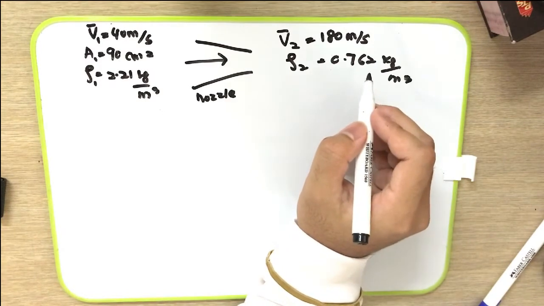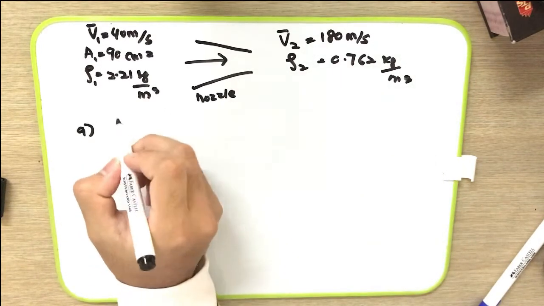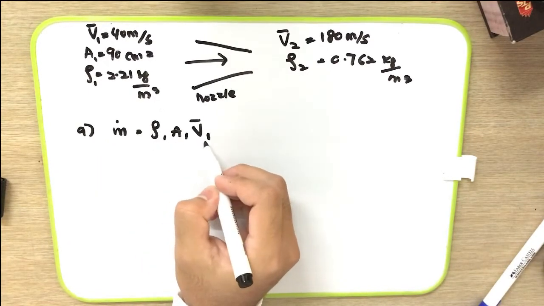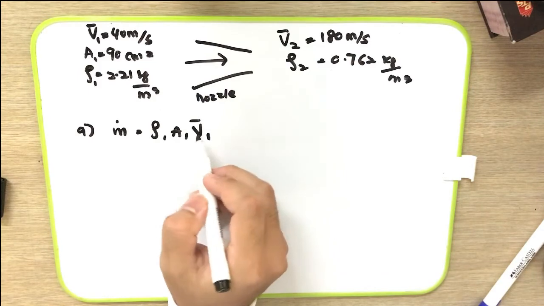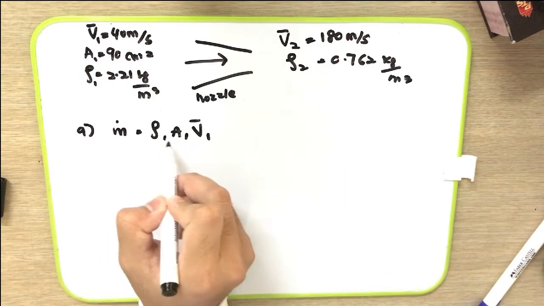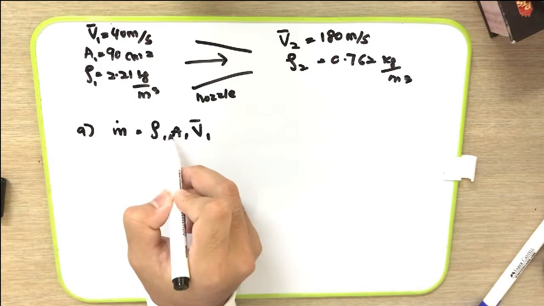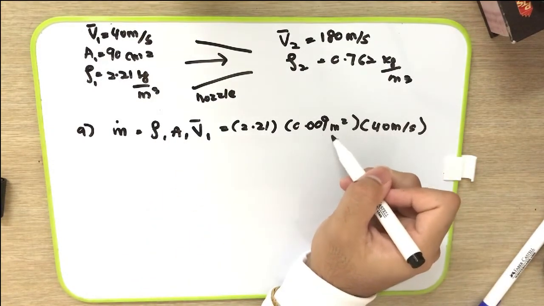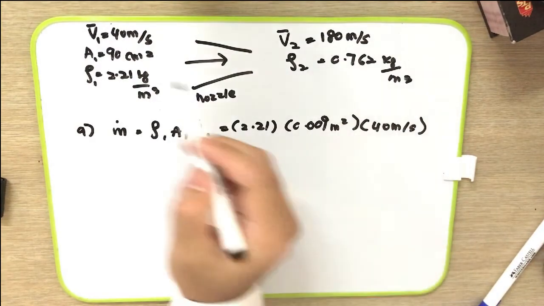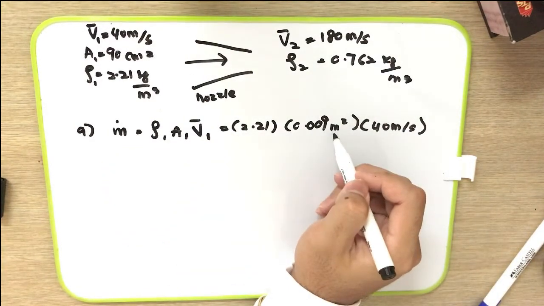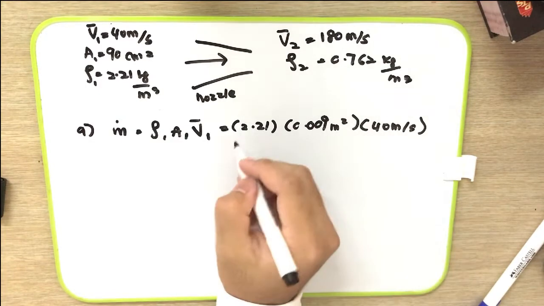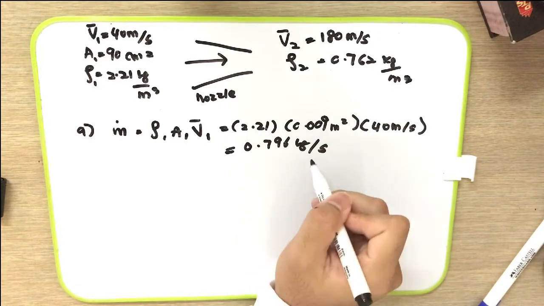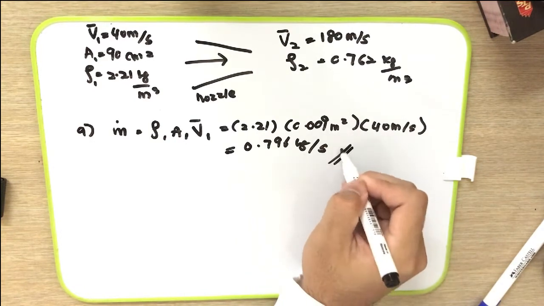For A, we have to find the mass flow rate, which we can find from this equation: rho 1, A1 and V1. V is velocity. So we have all the values for rho, A and also V, so we just substitute in. We have to ensure that the area is in meter square, so we have to convert from centimeter square to meter square. After we substitute, we can solve, then we will get the mass flow rate is equal to 0.796 kg per second. So this is the mass flow rate.